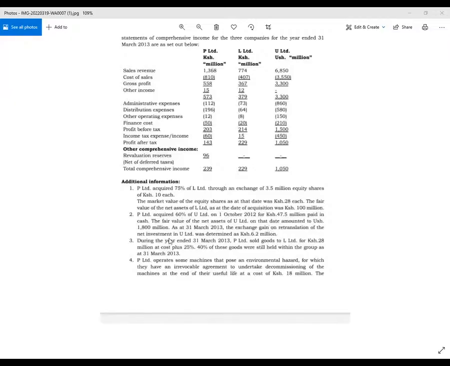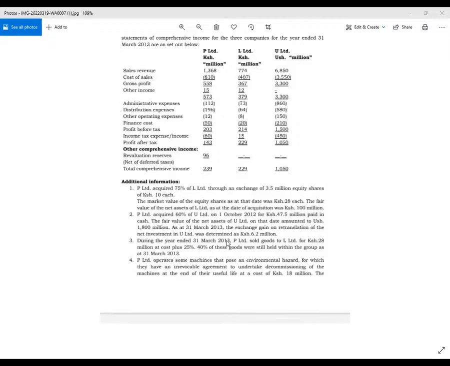As at 31st March 2013, the exchange gain on retranslation of the net investment in U Limited was determined at Kenya shillings 6.2 million. This is a very good examiner, he's giving me the foreign exchange reserve for net assets. Note 3: during the year ended 31st March 2013, P Limited sold goods to L Limited for Kenya shillings 28 million at cost plus 25%. 40% of these goods were still held within the group as at 31st March 2013.